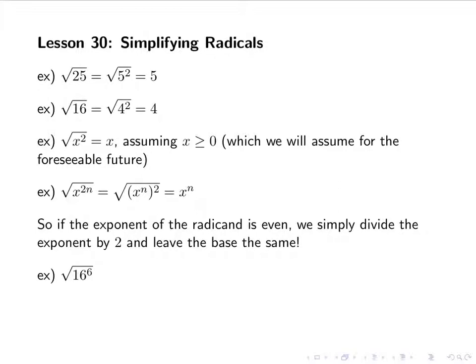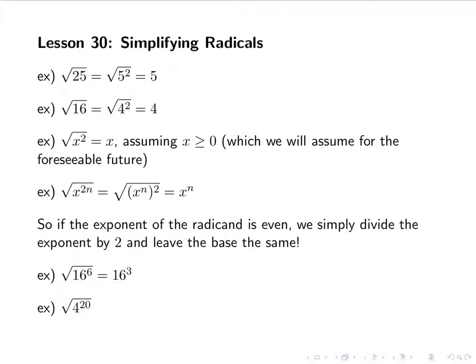Okay, so example, the square root of 16 to the 6. I get rid of the square root, I keep the base, and the exponent gets divided by 2. So the square root of 16 to the 6th equals 16 cubed. So again, the base is the base, it doesn't change, it's still 16.